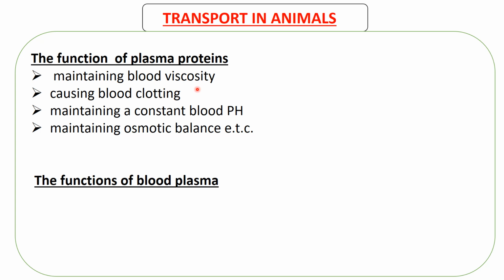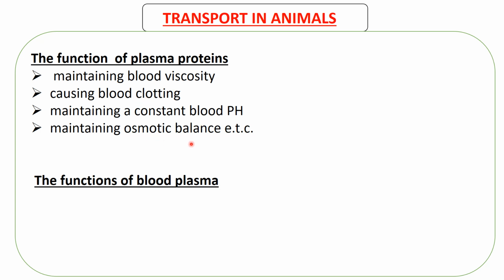Not in what that means, but in the sense that blood is just thicker than water, meaning that they have different viscosities. Okay, so they make sure that blood has the same viscosity, so that it can be flowing with the expected flow rate, or with the expected speed. Okay, then they are very important in causing blood clotting, like we discussed. They also maintain a constant blood pH, and they maintain osmotic balance.